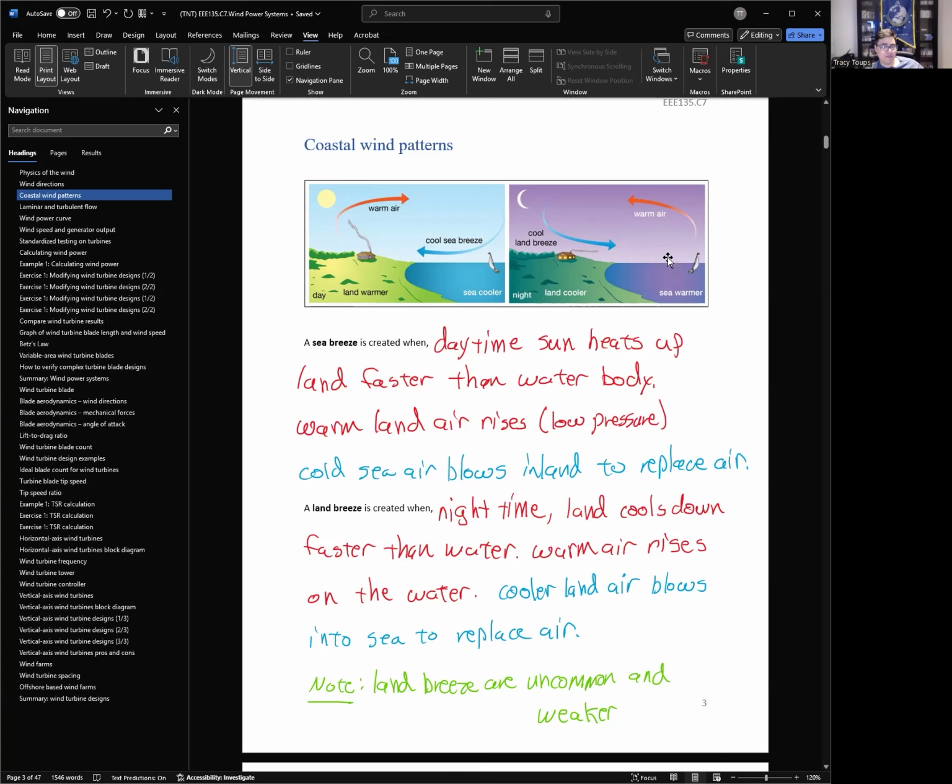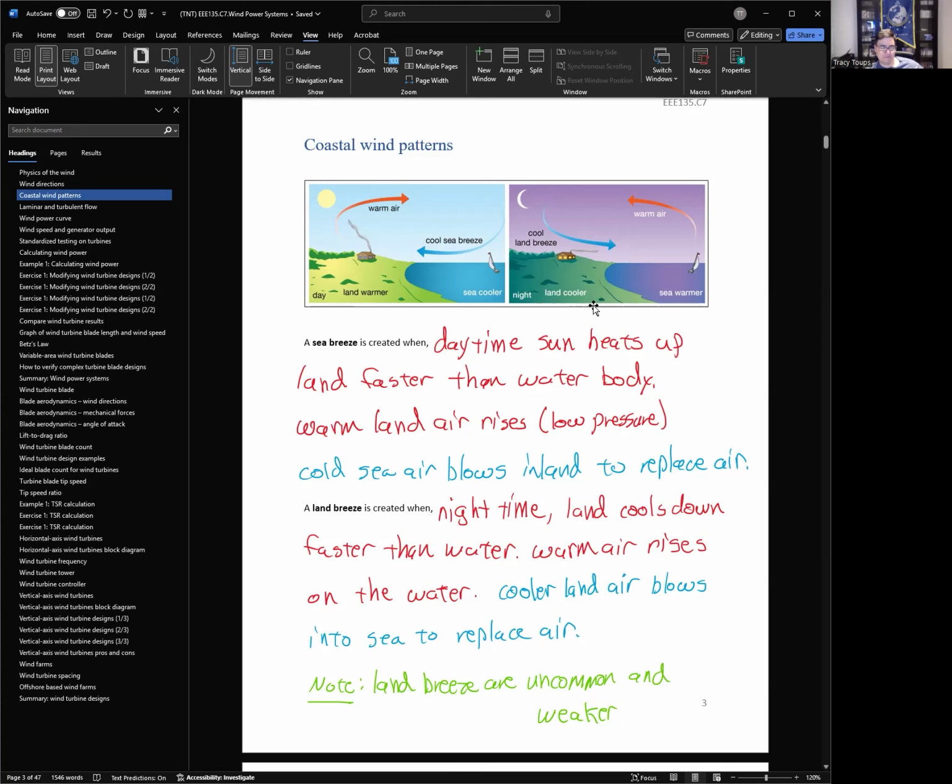So you can get an opposite effect where the sea has warm air and that air lifts into the sky. Then the air on the land, which is cooler, flows out into the ocean to replace the warm air. So basically, a land breeze is when the wind flows out into the ocean. This is all just based on air moving up and down, replacing each other, and pressure differential.